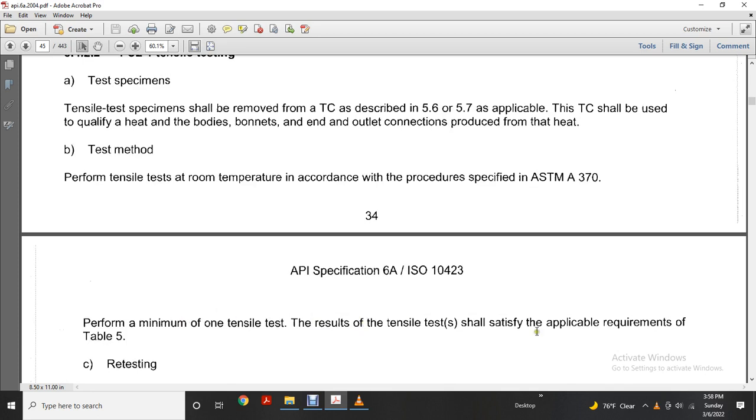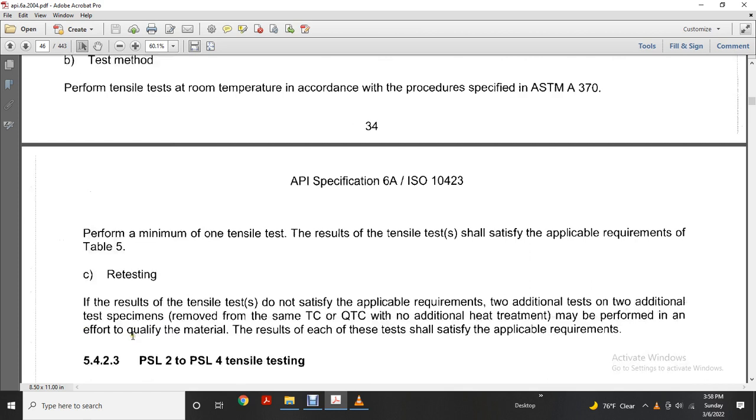The result of the tensile test shall satisfy the applicable requirement of Table 5. Retesting: if the result of the tensile test does not satisfy the applicable requirement, 2 additional test specimens removed from the TC or QTC, with any additional heat treatment that may be performed in an effort to qualify the material. The result of each of these tests shall satisfy the applicable requirements.